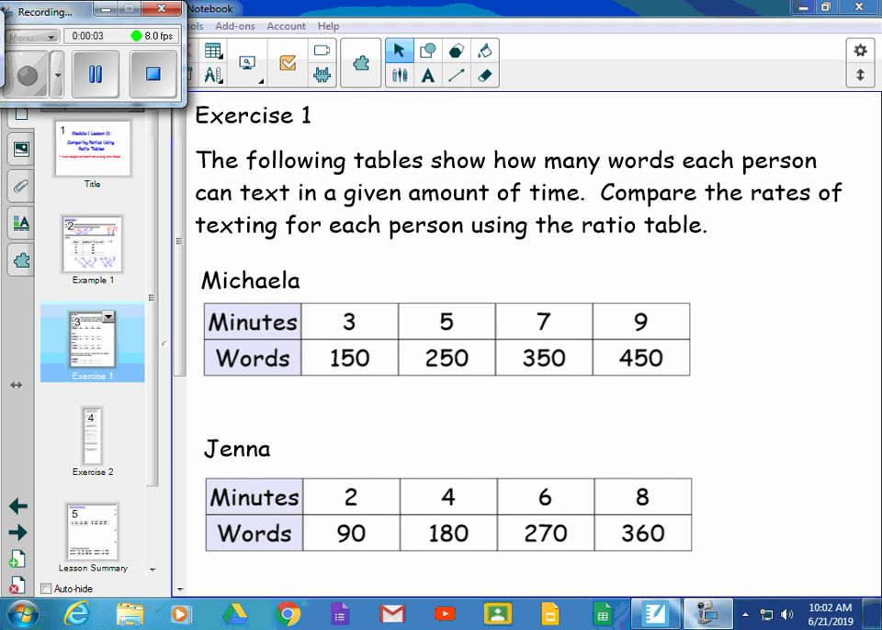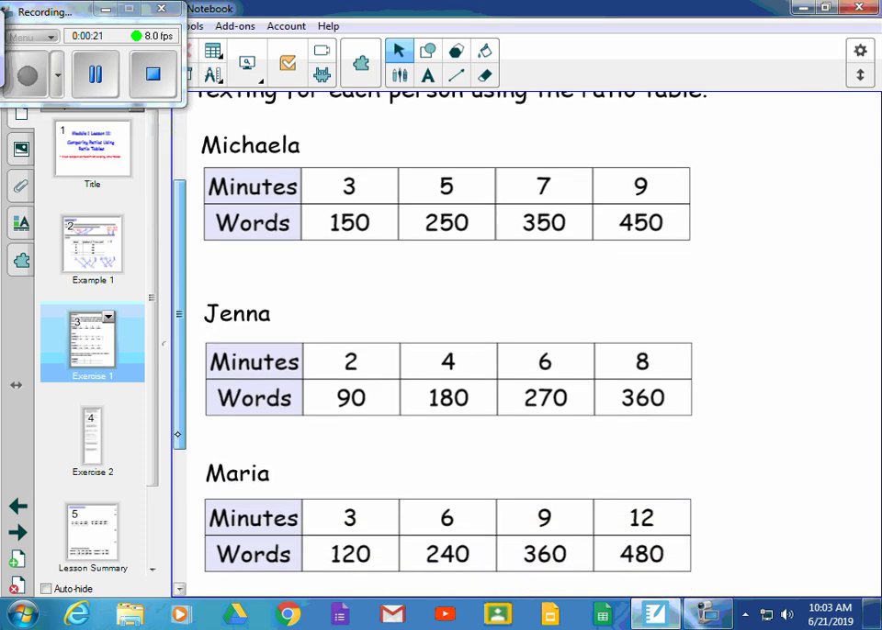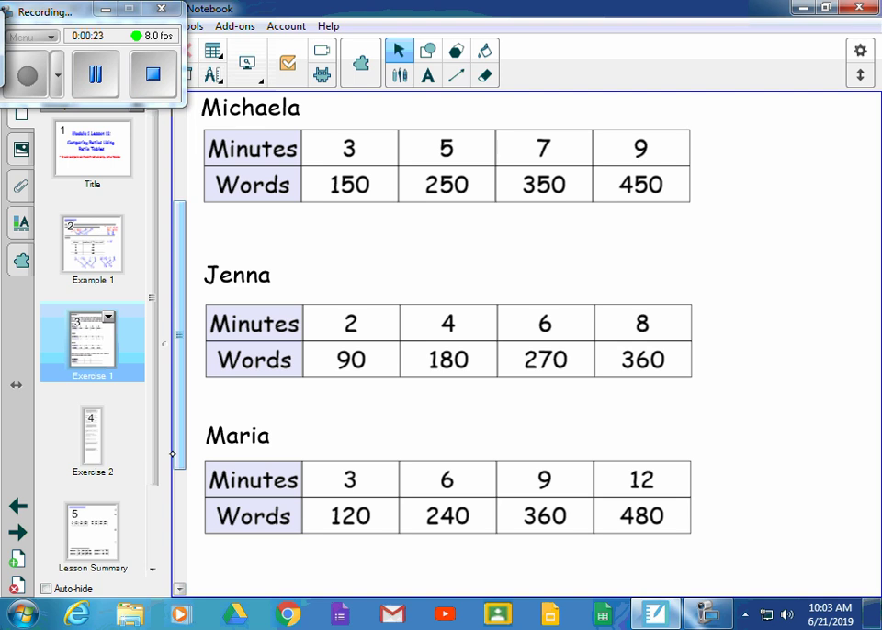Let's look at exercise number 1. The following tables show how many words each person can text in a given amount of time. Compare the rates of texting for each person using the ratio table. Well, we have ratio tables. We know that each of those ratios inside those tables are equivalent to one another. We can use those ratios to find out who texts the fastest and who texts the slowest.